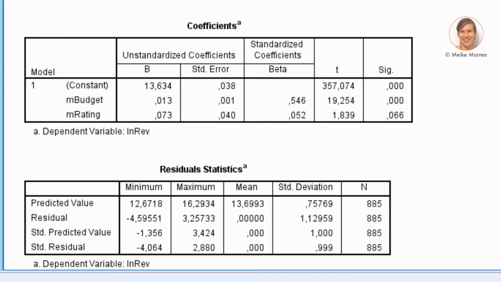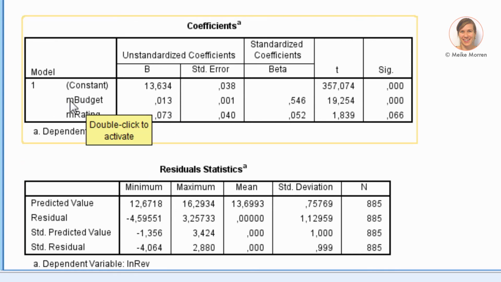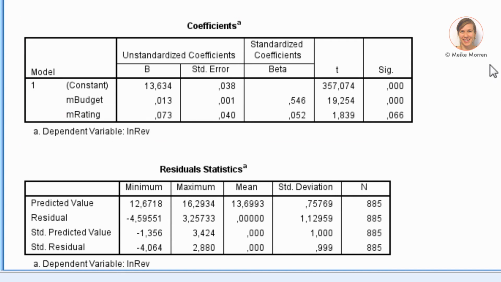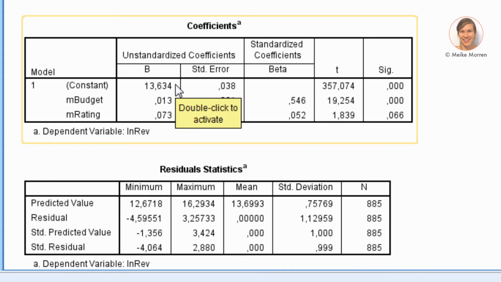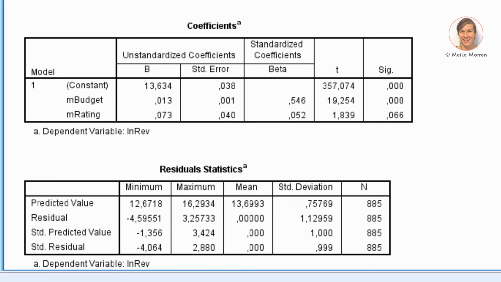So now we have the results for the mean-centered multiple regression. Now the 1 point increase, well, as you can see, the coefficients are still the same. A 1 point increase is not different for a mean-centered variable than for an original variable. A 1 point increase is still a 1 point increase. However, the meaning of the constant is different. So this constant now represents the mean level of log revenue where the independent variables are 0. So in this case, that means it is the mean level of log revenue for an average budget and an average rating.